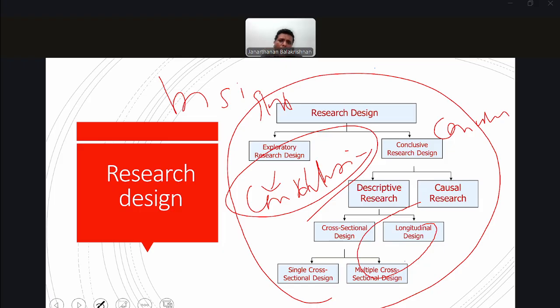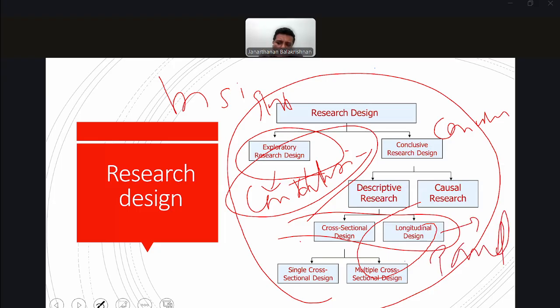So when we come into exploratory, you have secondary data analysis, you have qualitative data analysis, many aspects are there. When you come into conclusive, we have descriptive and causal. Descriptive is about cross-sectional and longitudinal. So longitudinal from the secondary data angle is called panel data.